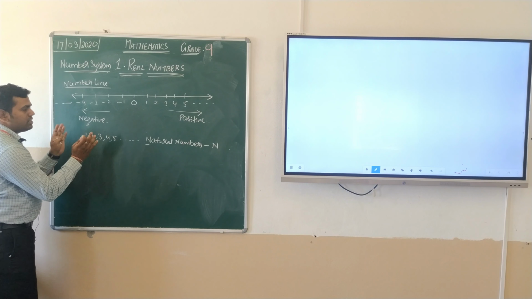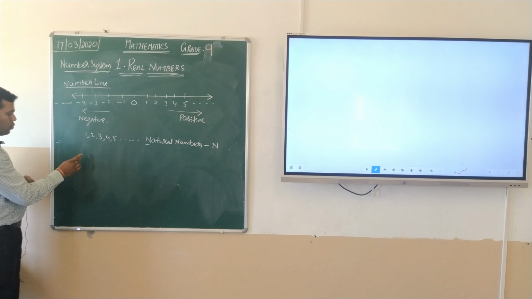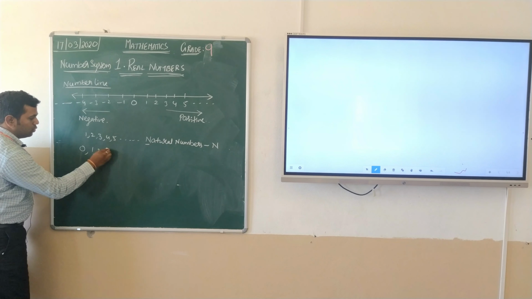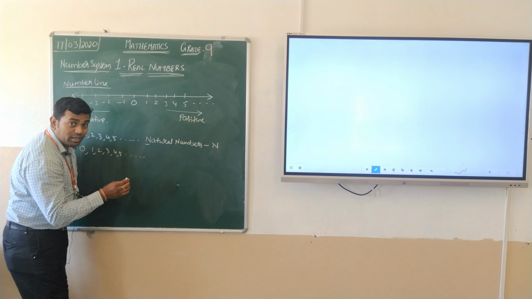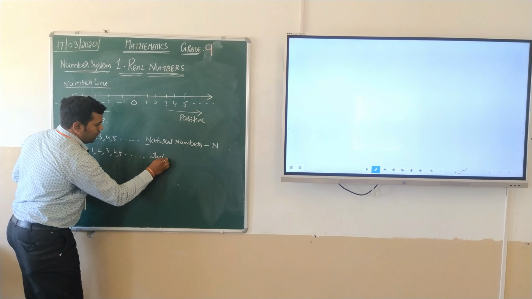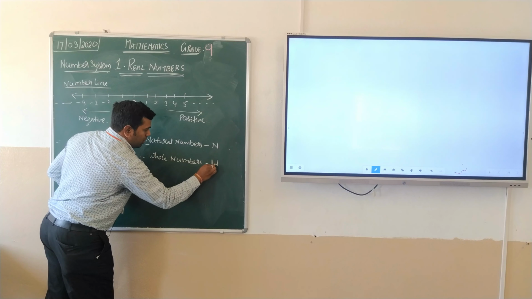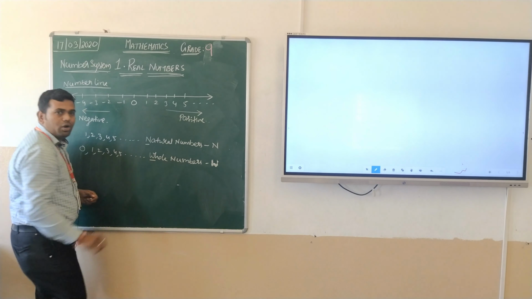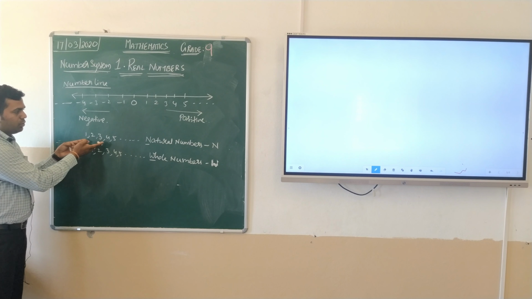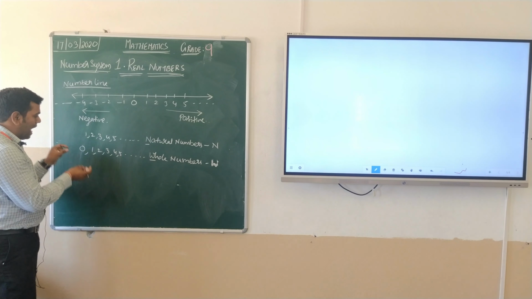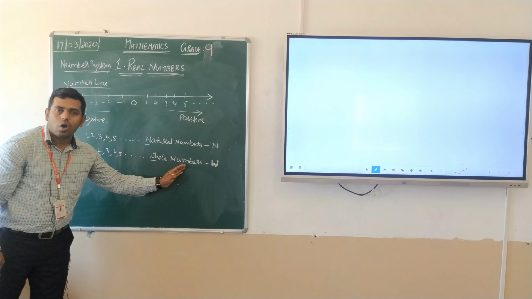Then, to this set of natural numbers, if I add a 0 to it, 0, 1, 2, 3, 4, 5, and so on, we call it what? Yes, those are whole numbers, which are denoted by W. W for whole numbers. So those positive numbers which start from 1, 2, 3, 4, 5 are natural numbers, and we added 0 to the set of natural numbers. We call that set whole numbers.